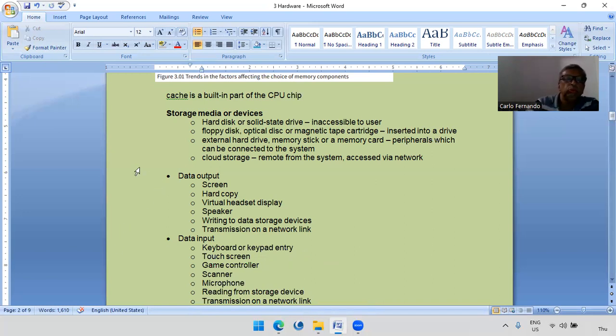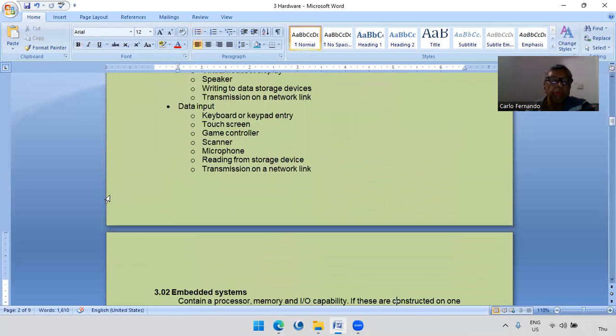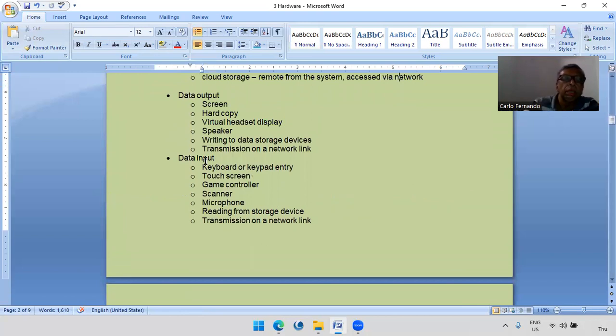Then we come to data output. That part, data output. We have the screen display. Screen display, you can see the output. Hard copy, that is printed output. Printers do the hard copy output. Virtual headset display, where it looks and sounds very real.